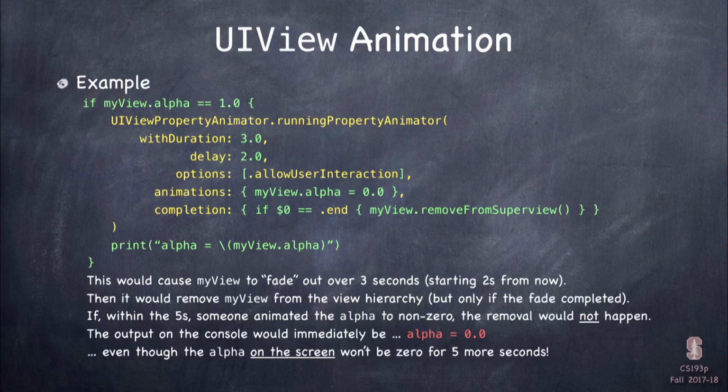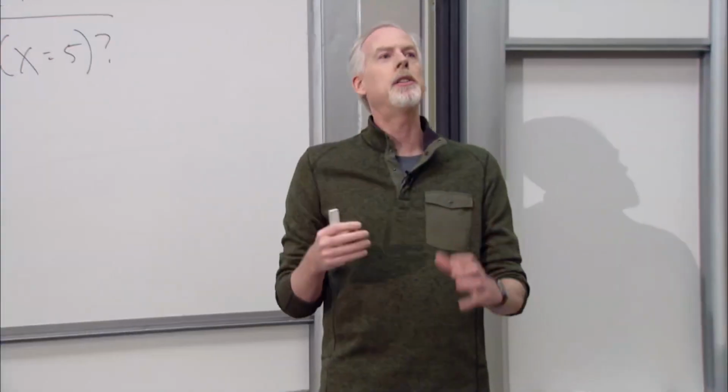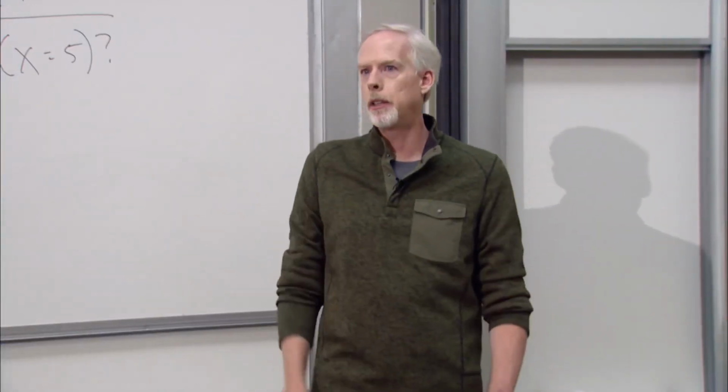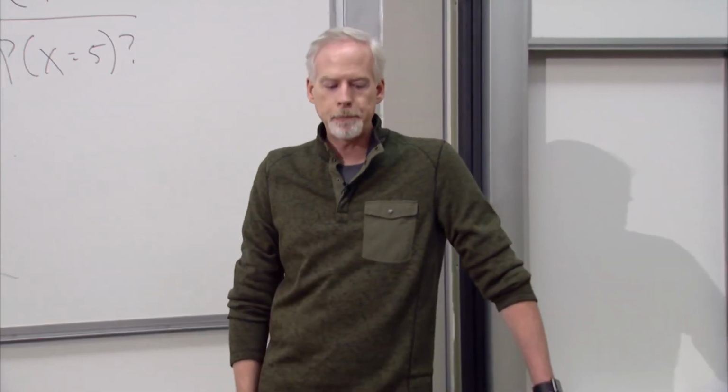Okay, but notice I put print alpha equals whatever. That's going to say alpha equals 0. Do you see why? Because even though it's going to take 5 seconds for that alpha to go to 0, it goes to 0 immediately because I executed this animation. Okay, so I've said that. I'm sure you're like, oh yeah, makes sense. But until you start coding it up, you're going to be like, whoa, oh, that's right. I already changed that. Okay, it just hasn't appeared on screen. So you have to get a little bit used to that.